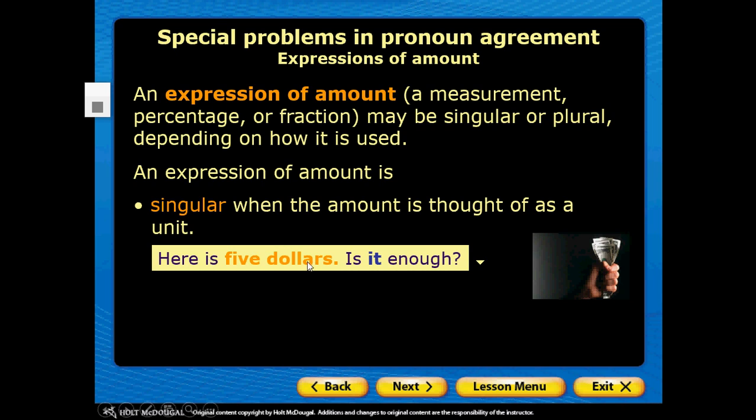So we're using this as a singular note. Here is $5. So even though we have an S here, we are still saying that it's singular. It's $5. We don't say here are $5. We say here is $5. Is it enough? So it agrees with it being singular. So therefore, here is $5. Is it enough? So that's how we know. We see how it's used in a sentence. In the sentence, it's only used as a singular object.